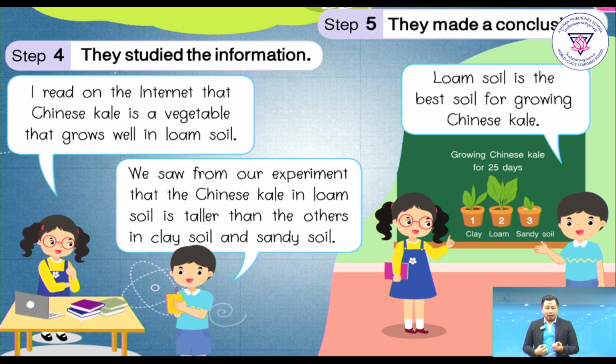We saw from our experiment that Chinese kale in loam soil is taller than others in clay soil and sandy soil, which is true from their experiment. Step 5, they made a conclusion. Finally, they got the result from their hypothesis, and this is the conclusion: loam soil is the best soil for growing Chinese kale. Remember, they used 25 days in each kind of pot and each kind of soil.